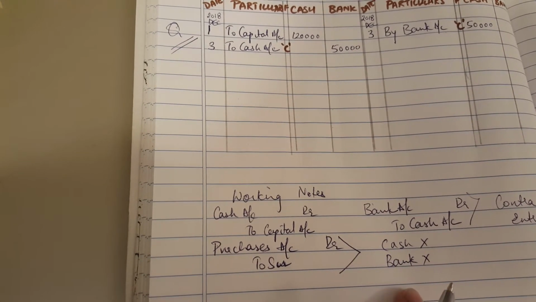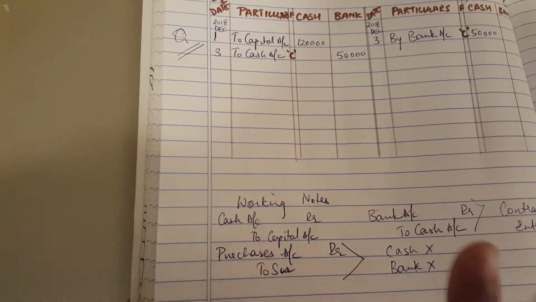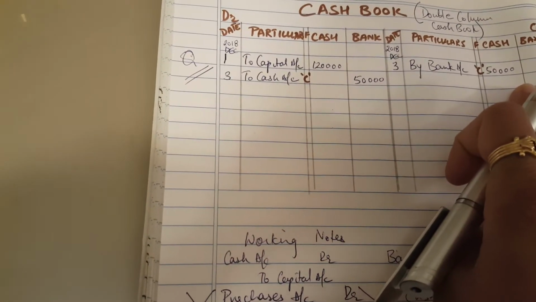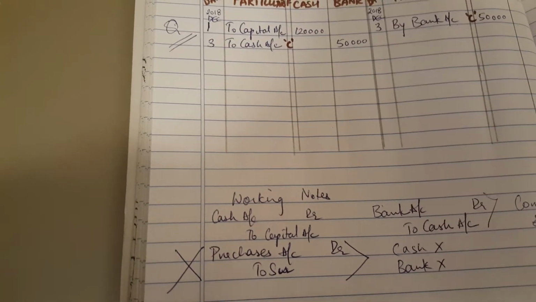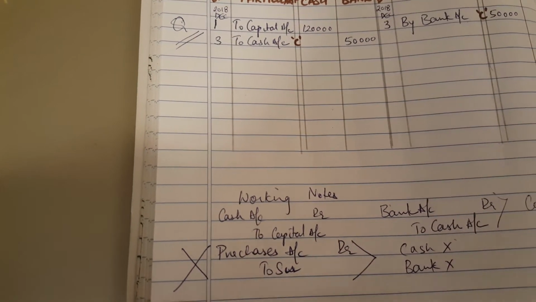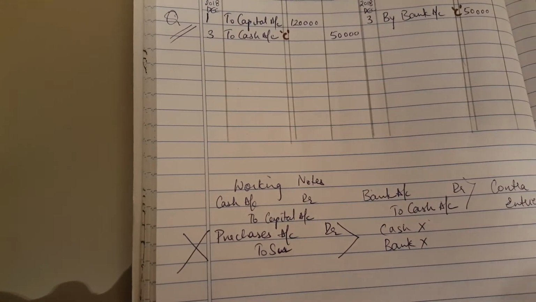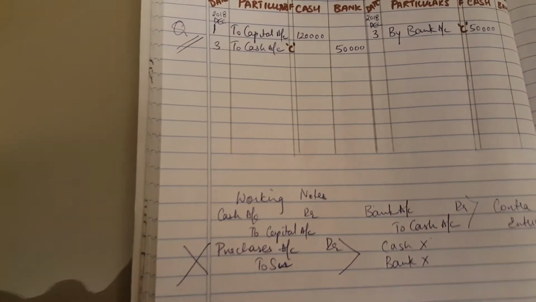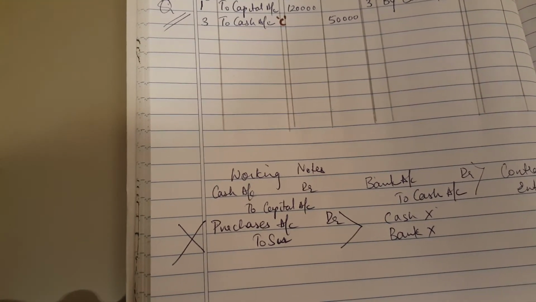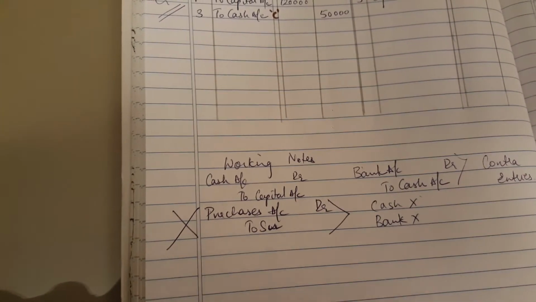Since nothing is related to cash and bank, you will not pass this entry to your cash book. In the cash book, only entries related to bank or cash need to be entered. The next one says, sold goods to D and received a check. Now, let us pass the entry for that.